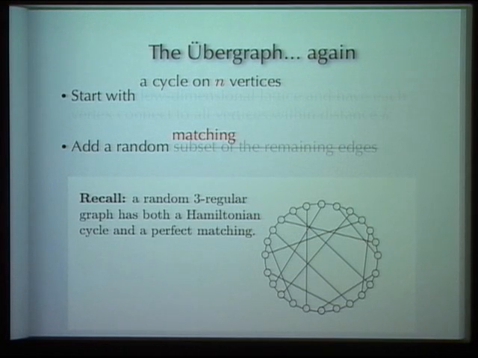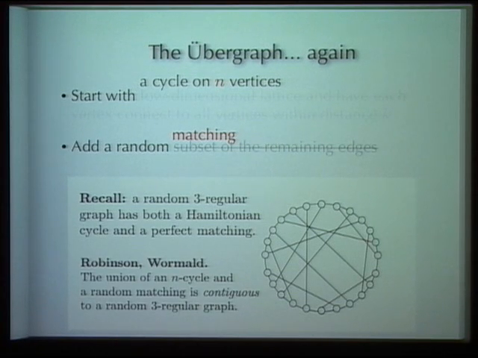So this is quite a deep theorem. Remember that we mentioned earlier that a random 3-regular graph has both a Hamiltonian cycle and a perfect matching. It turns out those two can be disjoint. So literally, if you take a cycle and you throw on top of it a random matching, what you get is a probability distribution which is contiguous to the random 3-regular graphs.